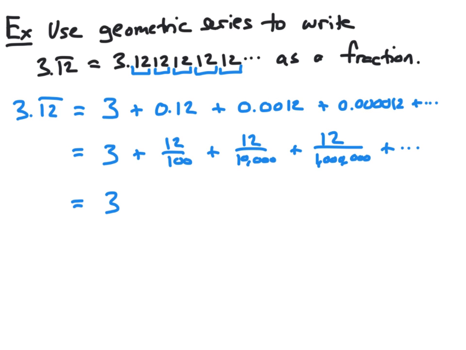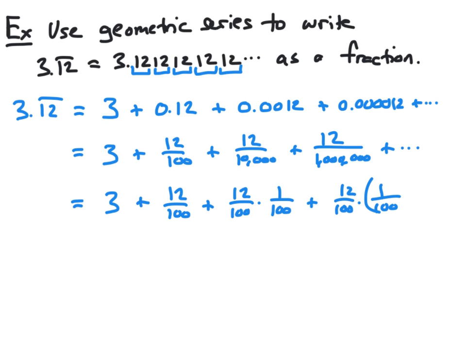We can then write this as 3 plus 12 over 100. And for each of these other terms, we can rewrite them with a factor of 12 over 100. So 12 over 100 times 1 over 100 plus 12 over 100 times 1 over 100 squared, and so on. So now, for a moment, we're going to ignore the 3 in front. Ultimately, we're just going to add 3 at the very end of our problem. So we're just going to have 3 plus something here.